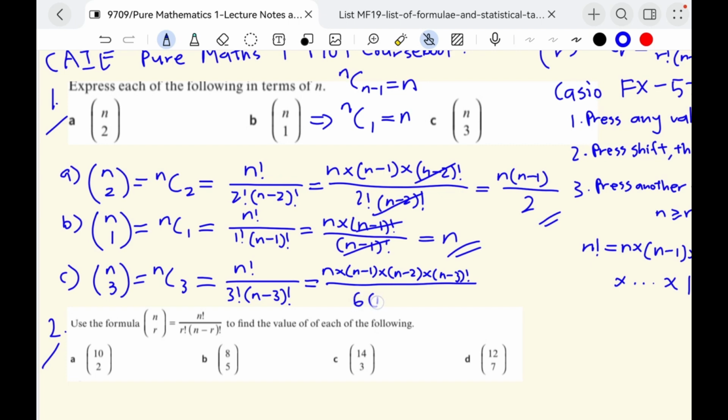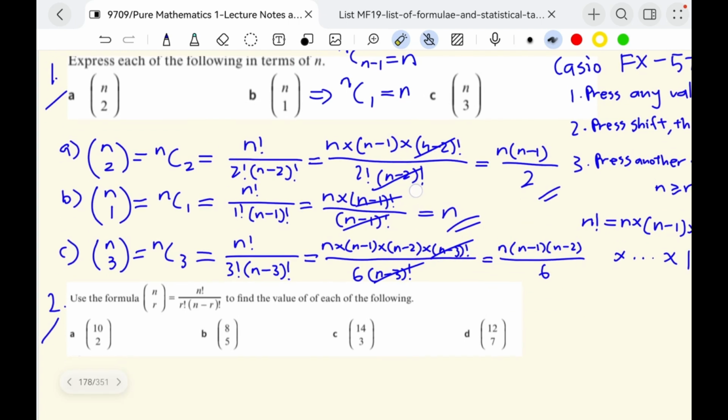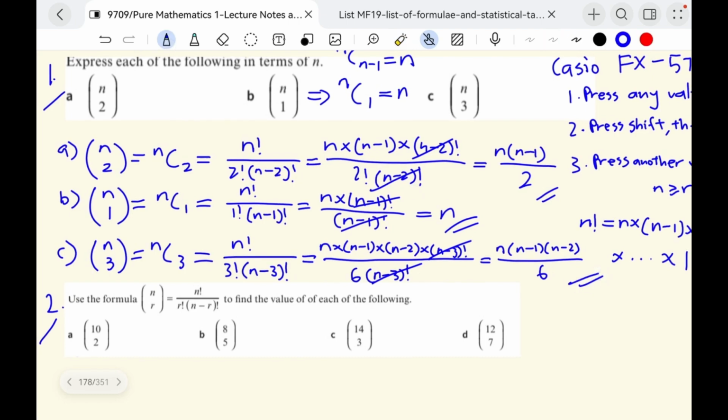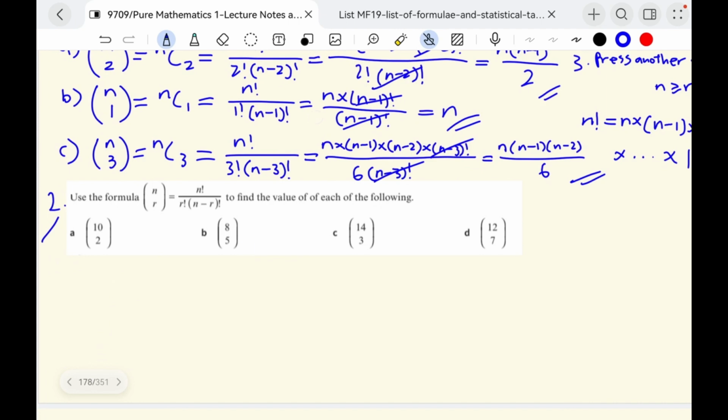Alright, and don't forget the n minus 3 factorial from the denominator. Cancel out the common terms. In the end you will get n times n minus 1 times n minus 2 divided by 6. Oh no, I misunderstood, I thought this was a summation series. Anyway, this answer is valid, right? So let's move on to question 2.